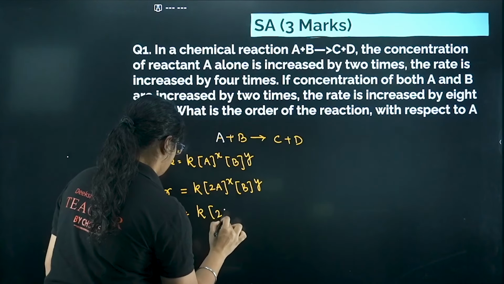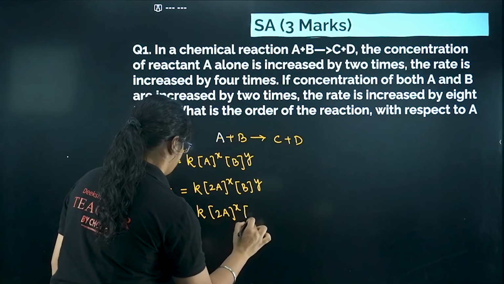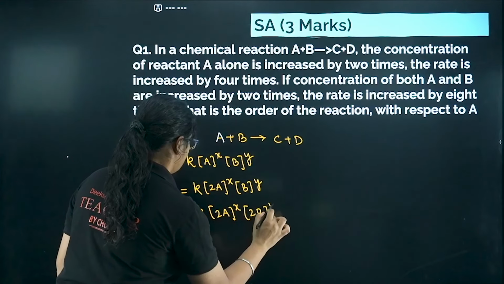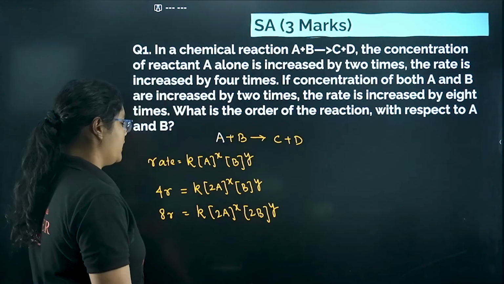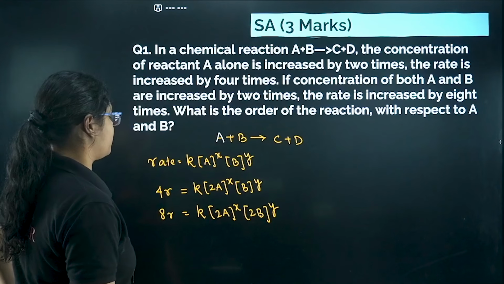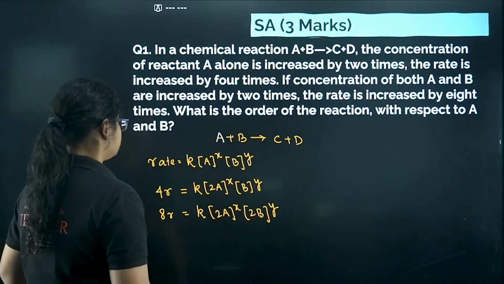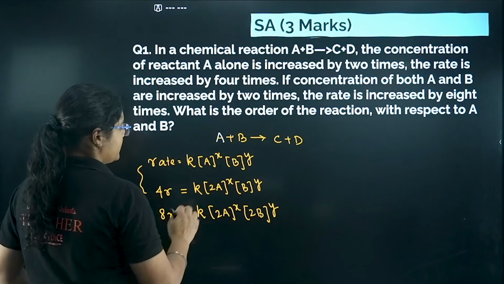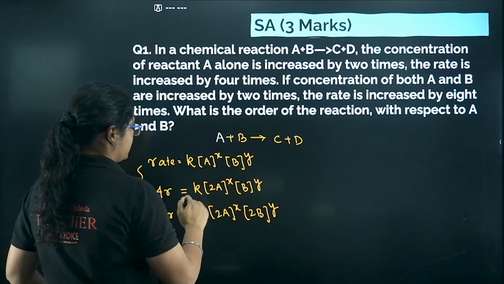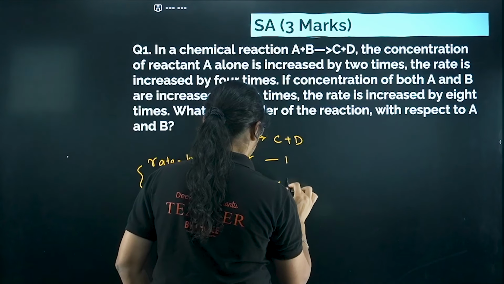If both are increased by 2 times, then the rate is increased by 8 times. Now what is the thing you have to find here? We have to find x and y. So let us first compare these two equations.